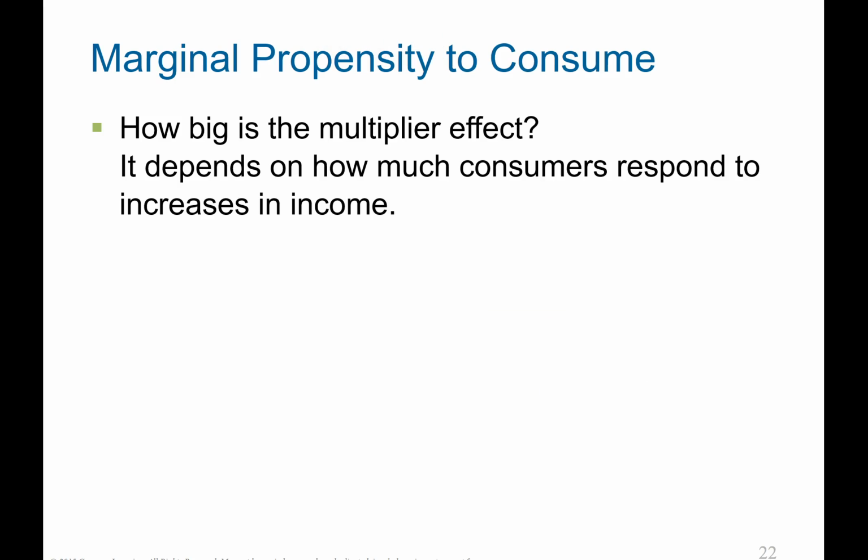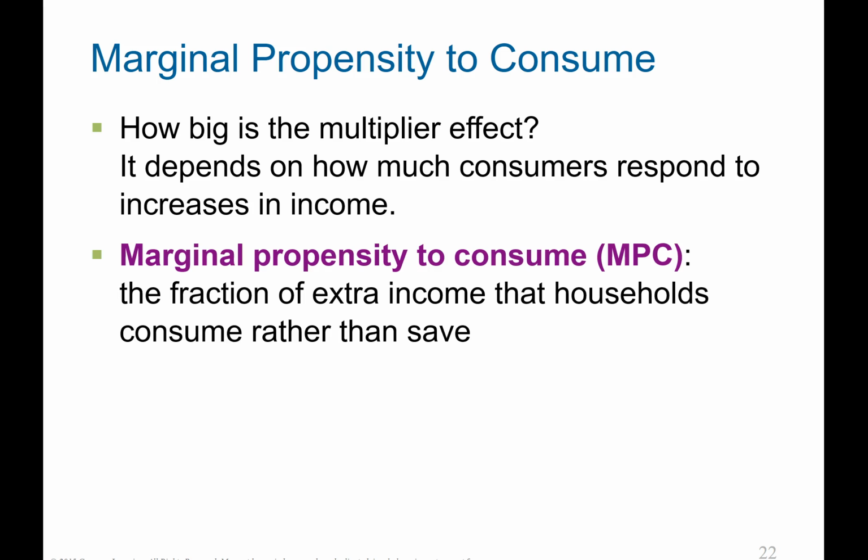So what we want to understand then, if we understand that people are going to keep some of what they earn and spend other parts, understanding this thing called a marginal propensity to consume is going to help us to better understand how much of a multiplier effect we can expect. So how big is the multiplier effect? Well, it depends on how much consumers respond to increases in income. What do they do with that income? So we make another simplifying assumption here, and that is that consumers are either going to receive that extra income and spend it, or receive that extra income and save it. We expect that those are the only two options that they have.